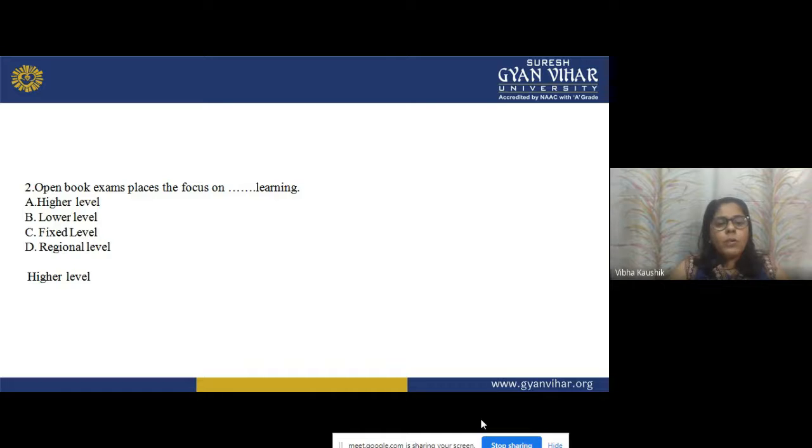Second one: open book exam places the focus on dash learning. The options are A, higher level; B, lower level; C, fixed level; or D, regional level. So the correct answer is higher level. It means open book exam places the focus on higher order learning.